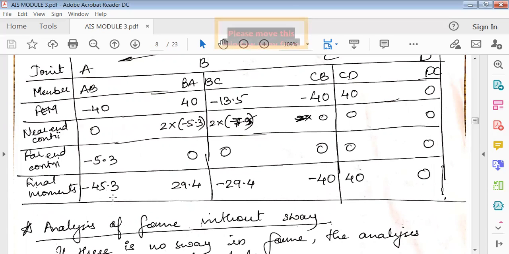Once you add all this, the check is the moment at B should be equal and opposite. So it's plus and this is minus. It's equal and opposite, and what you have done is right.